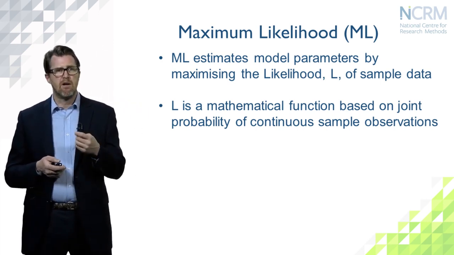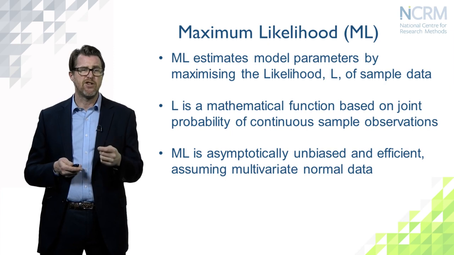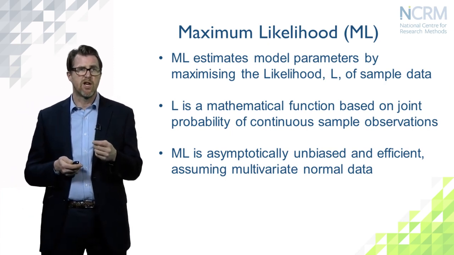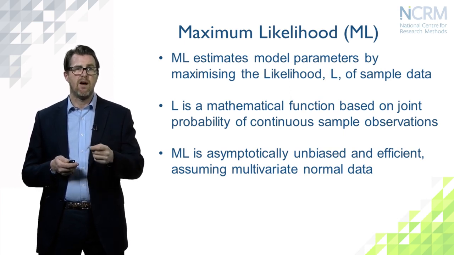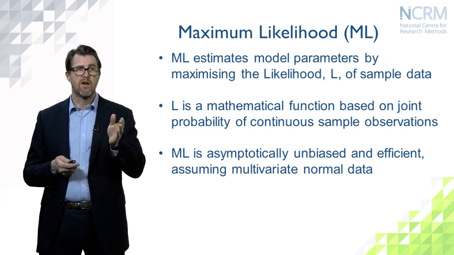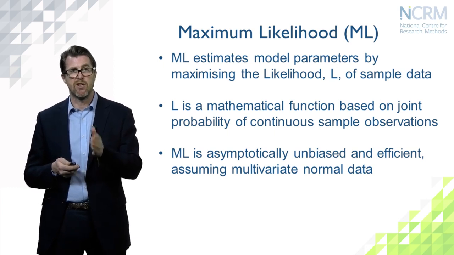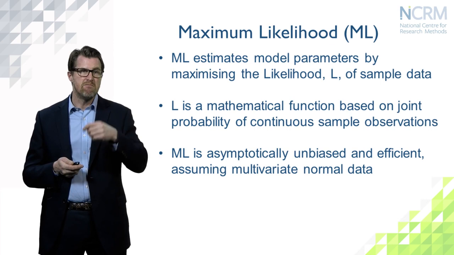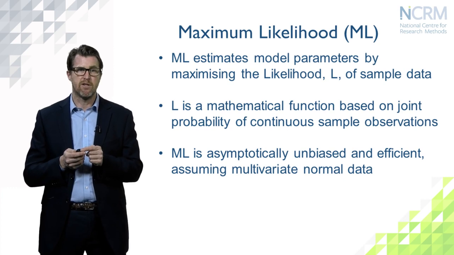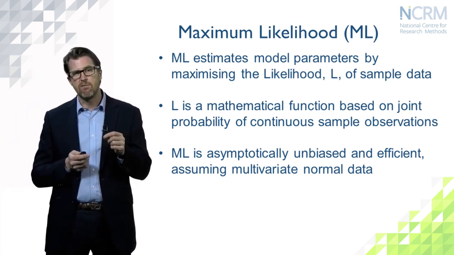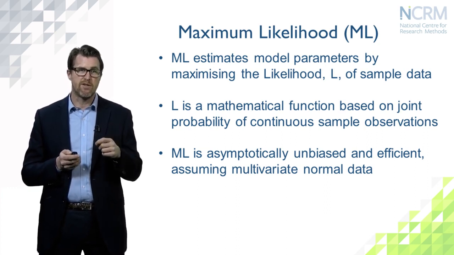Now, maximum likelihood is appealing because it is unbiased and efficient. What those terms mean is that if we have a large sample, then our estimates of the unknown parameters will be correct. They will converge upon the true values in the population. They're efficient in the sense that no other way of doing this will give us more precise estimates of those parameters.